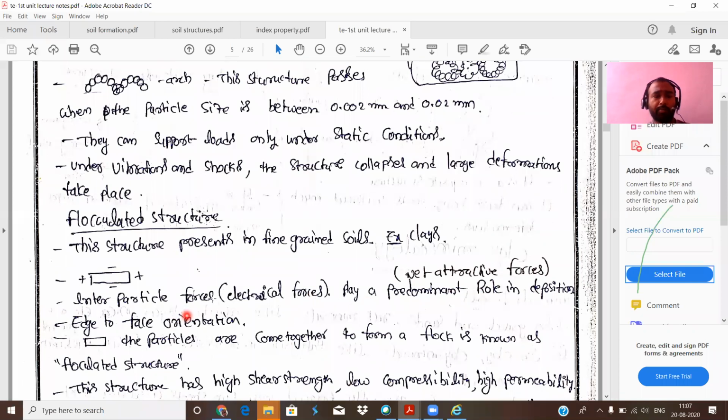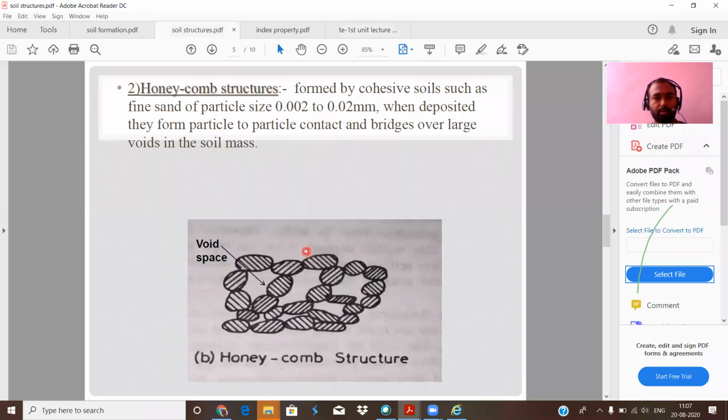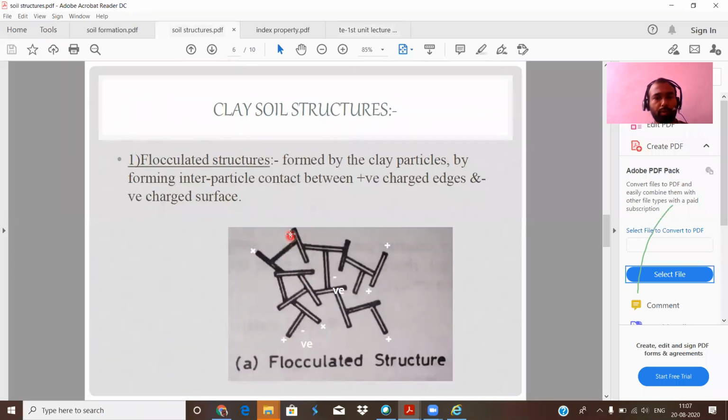Mainly in clays, the attraction between the particles is only electrical forces. That means charges on the surface of the particle. Under microscopic view, the clay particles are visible like a long strip. Here in the flocculated structure, the arrangement is edge to face oriented. Here one particle has its face, another clay particle has its edge, so edge to face orientation is available in the flocculated structure.